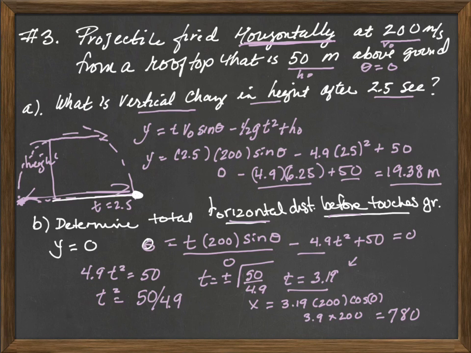Did I do that right? My bad. It's 3.19 times 200. Make sure you do it right. 3.19 times 200 is 638. So, finally we get 638 meters. No, that's the total distance it went, how far it went. So that's the x distance, not how high. 19.38 was how high. All right, that was number 3.